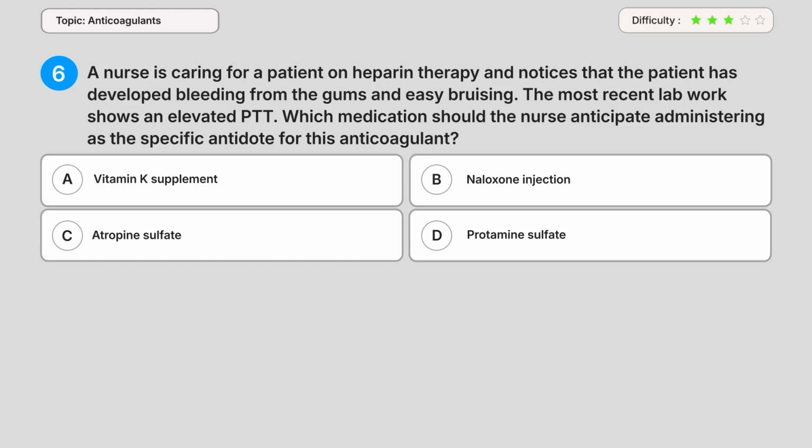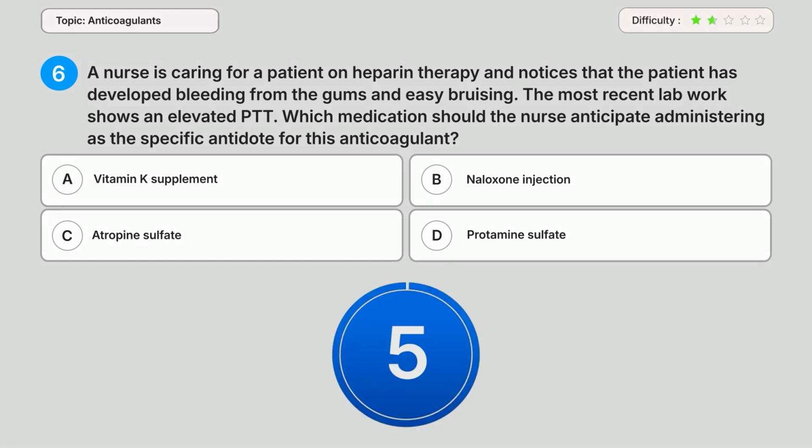A. Vitamin K supplement. B. Naloxone injection. C. Atropine sulfate. D. Protamine sulfate. What do you think is the answer?